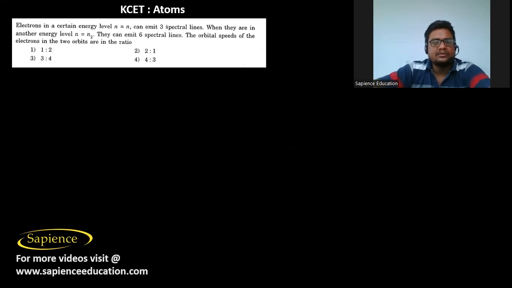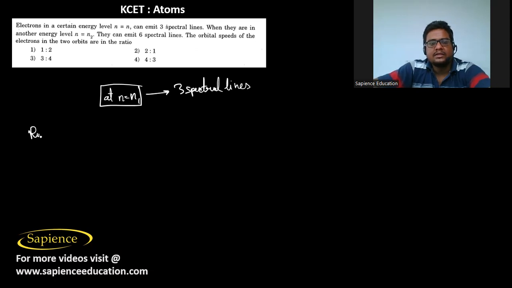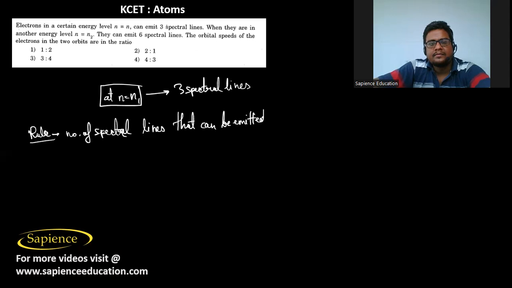Then here it is told, electrons in a certain energy level n equal to n1 can emit 3 spectral lines. So the rule is, the number of spectral lines that can be emitted in an energy level n is given as n into n minus 1 by 2.